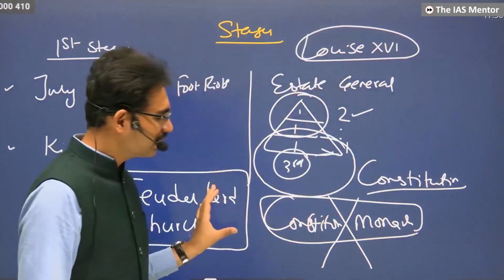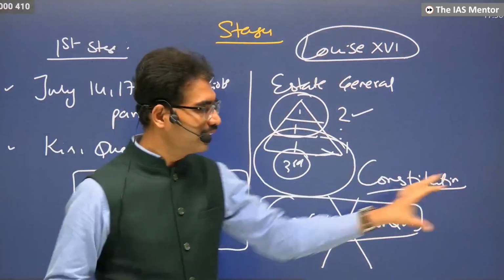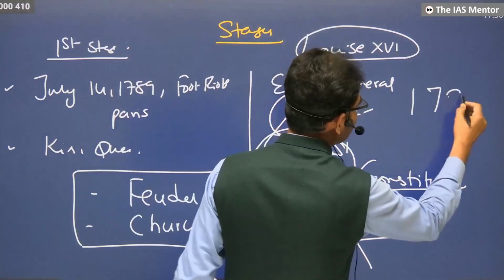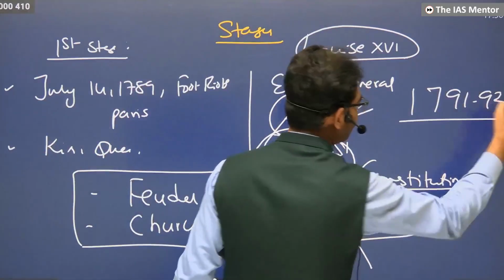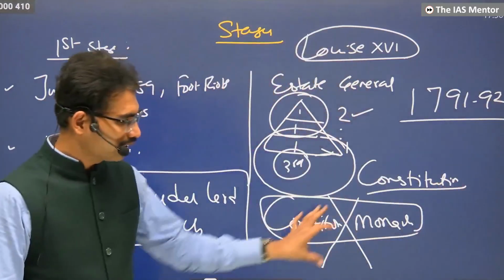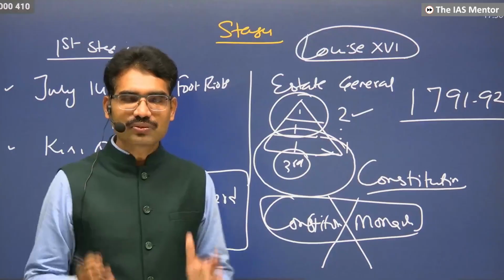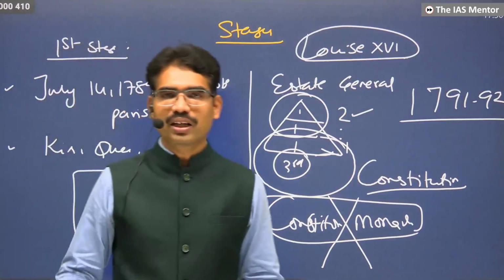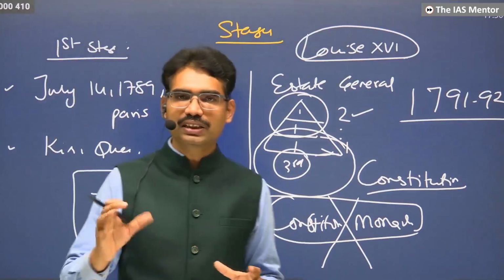Now the revolution is entering into its second phase. In the first phase, it started in 1789, and by 1791 and 92, a constitutional monarchy was created, some rights were declared, feudalism was removed, fundamental rights were given, and freedom of religion was given.